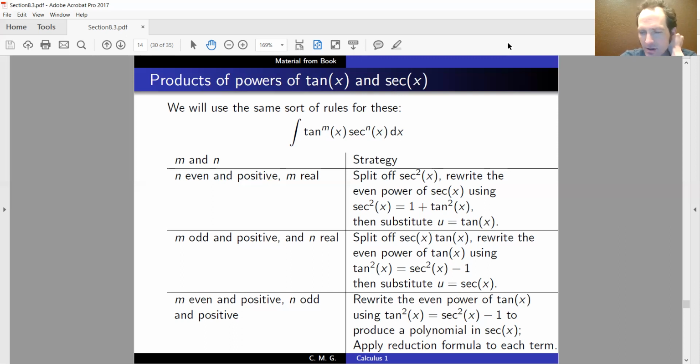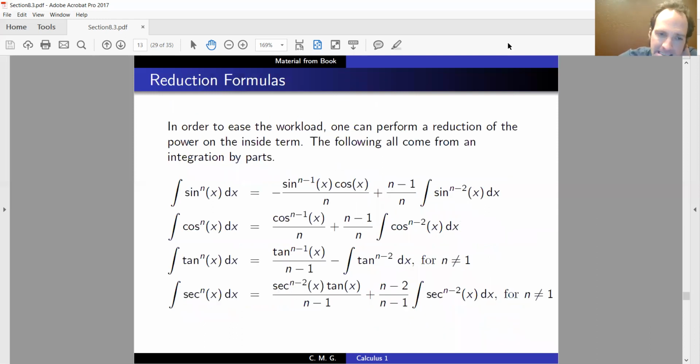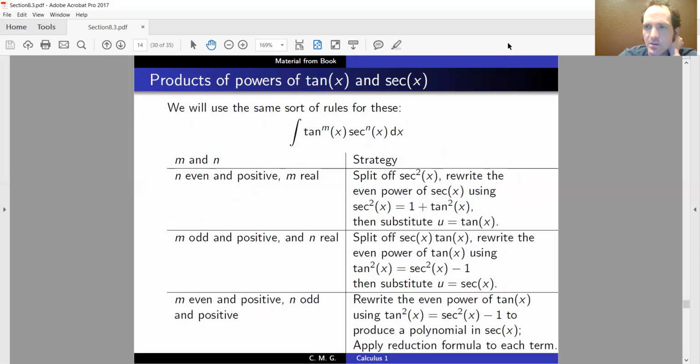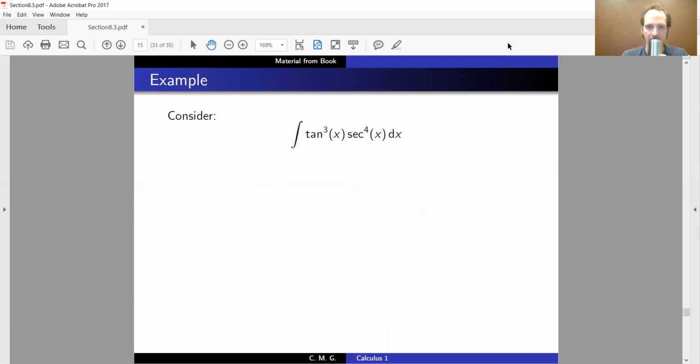But each one of those terms is a power of secant of x. So I'm going to apply the reduction formula for powers of secant to each term in my polynomial. And I'm going to apply it as many times as I need to, to the point where I can take the integral that I have. And so that's the idea. So you just continually take the reduction formula and reduce the powers of secant down to the point where you can take the integral. That's how we work from there. Okay.